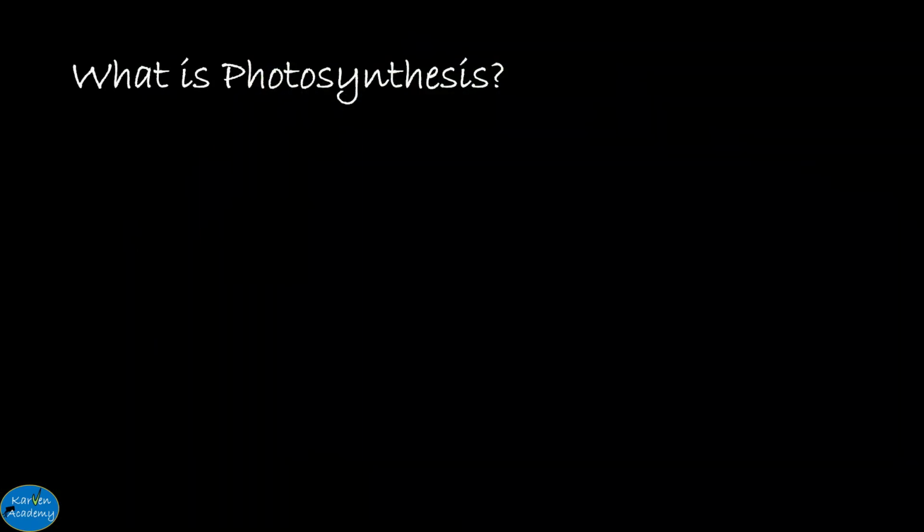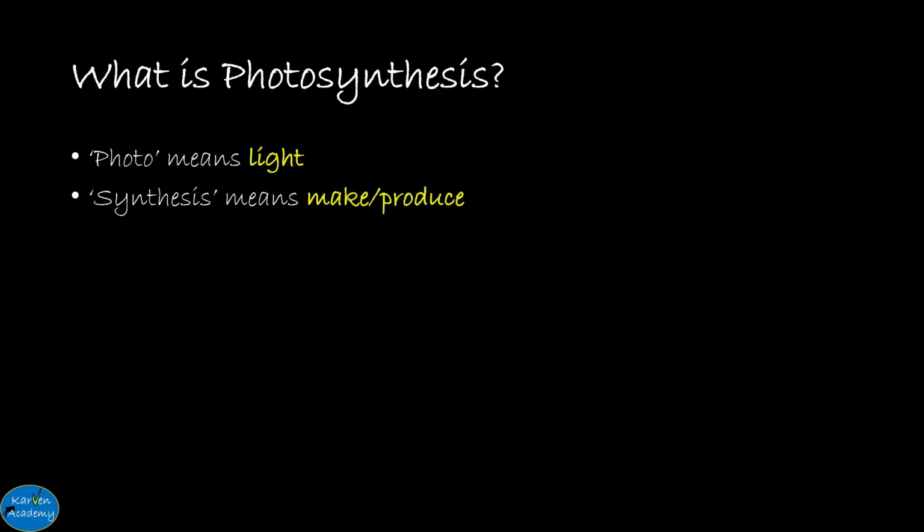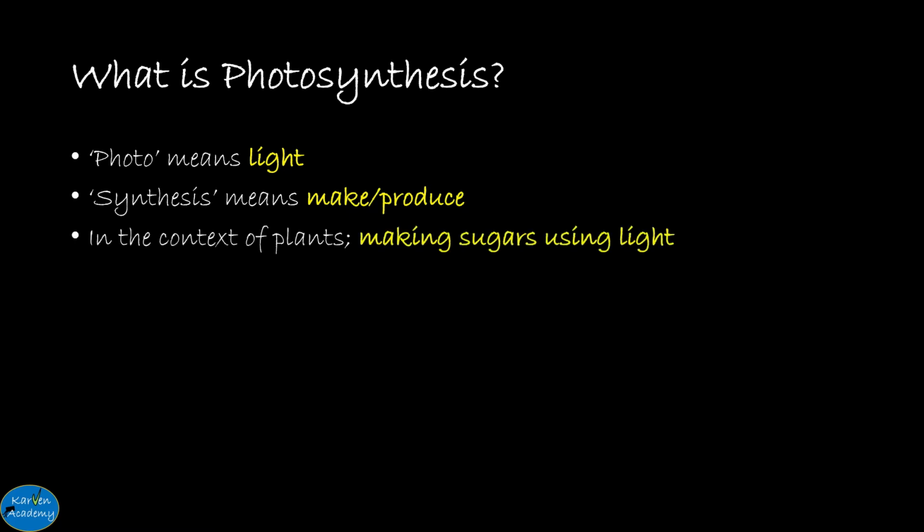So let's start by understanding what the word photosynthesis is. It's always important to know why words are named the way they are. So the word photo means light and synthesis means make or produce. So in the context of plants, when we're talking about photosynthesis, it's the making of sugars using light.